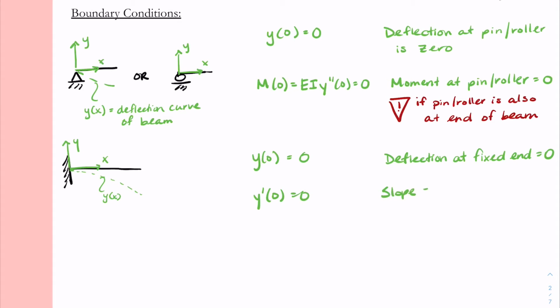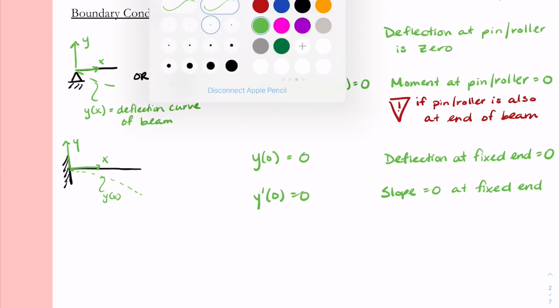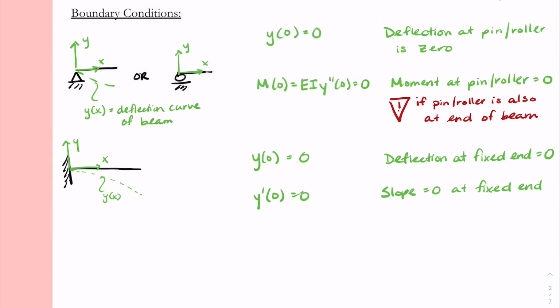So when we fix something, we're really grabbing that beam and we're holding it and we're preventing it from rotating at the very end or having a slope. So the next boundary condition is y prime of 0 equals 0. So remember, if y is the deflection, the derivative of deflection will give us the slope of the beam.